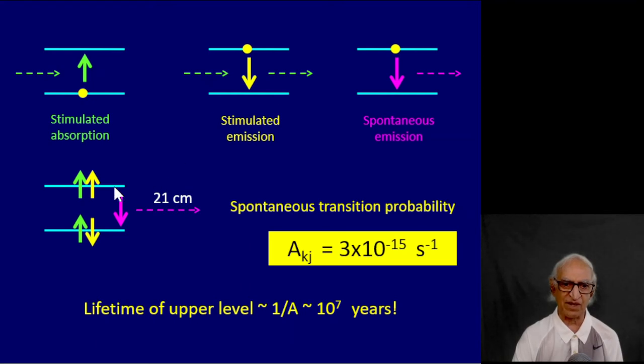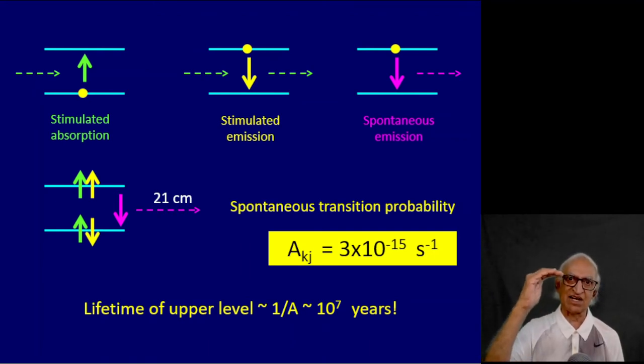In other words, if I prepare a hydrogen atom to be in the upper level, then the chances are it will stay in the upper level for a time which is the reciprocal of this transition probability. And the reciprocal of this transition probability, 1/3 × 10⁻¹⁵ seconds, is roughly 10⁷ years. Please work it out, it's 10⁷ years. In other words, if I keep a hydrogen atom in the upper level of the hyperfine split level, it will hang around there roughly for 10⁷ years before it jumps.